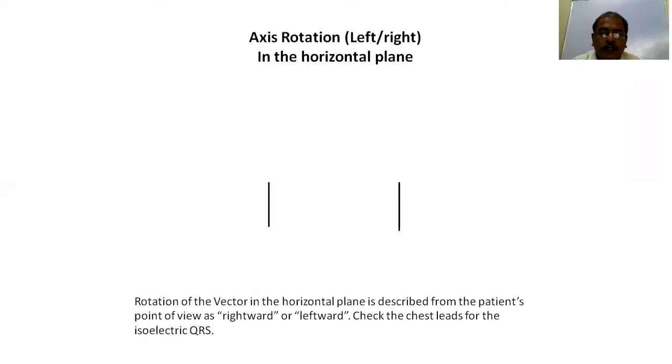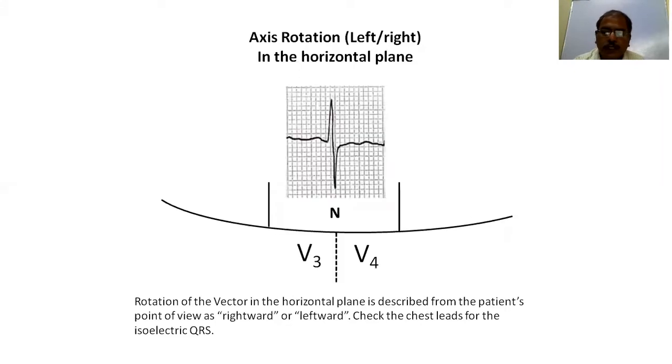Okay. Now, let us see the horizontal axis rotation, left or right in the horizontal plane. We have one normal and we have left side rotation or right side rotation. So, there are two marks here. Now, rotation of the vector in the horizontal plane is described from the patient's point of view as rightward or leftward from the normal range. That means the normal is at V3 or V4.